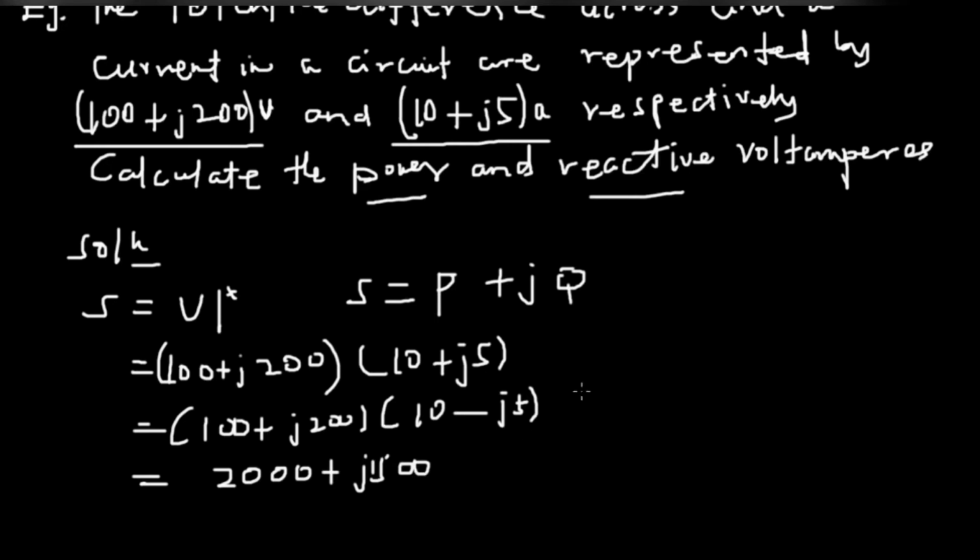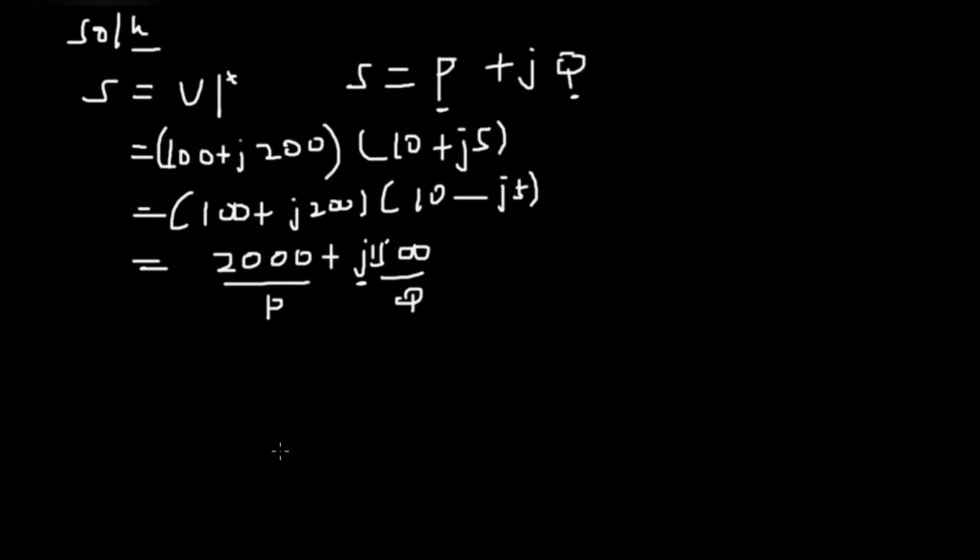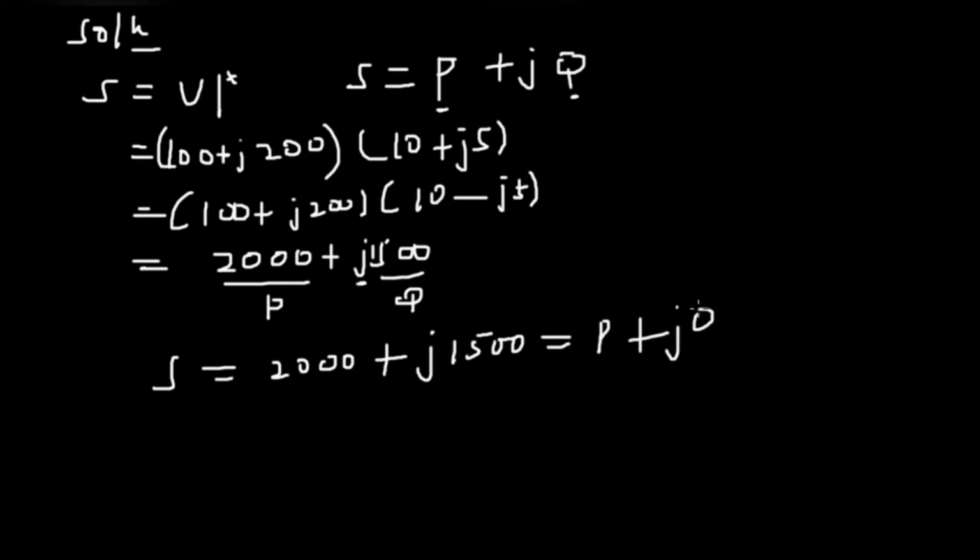From here you could just notice that we have P and Q, because this is P and this is Q with j over here. So this could be represented as S equal to 2000 plus j1005, which is equal to P plus jQ. P is this and then j is that. Notice that this is really simple. Now let's move on.